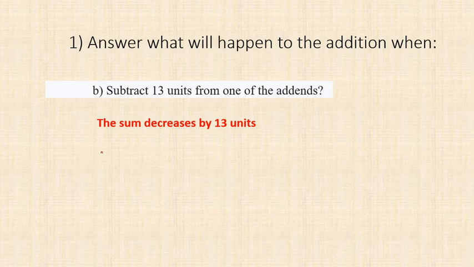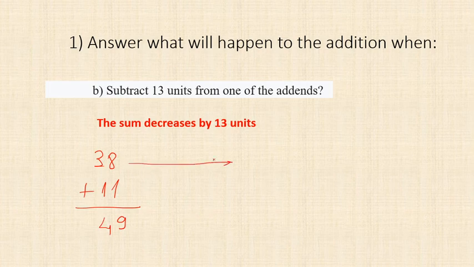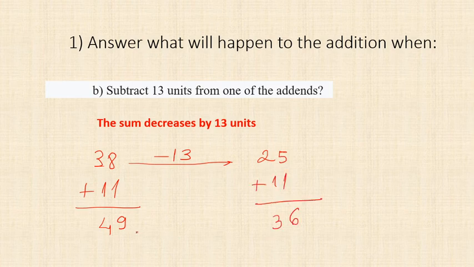Let's see. 38 plus 11 is 49. We subtract 13. So let's subtract from the first, for example. So 38 will become 25 plus 11, and this gives me 36. You can see that the result, the sum, decreases 13 units as well.